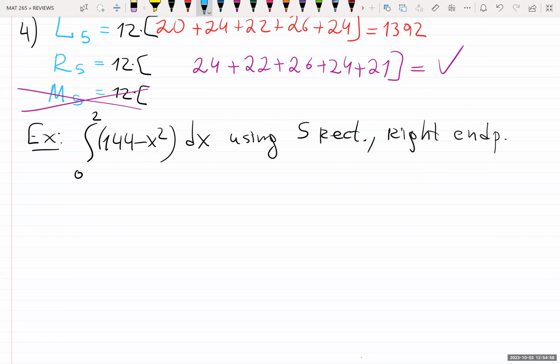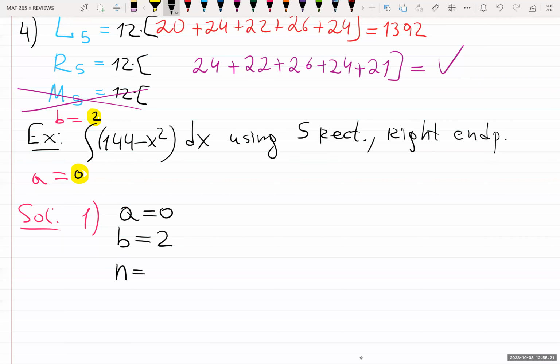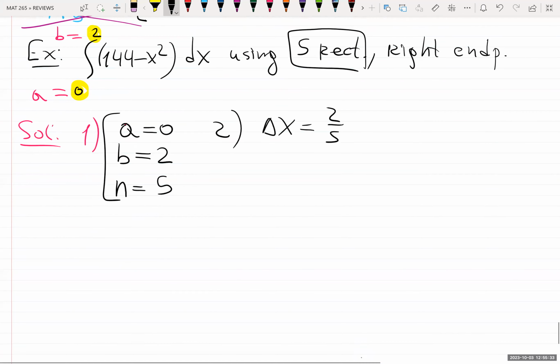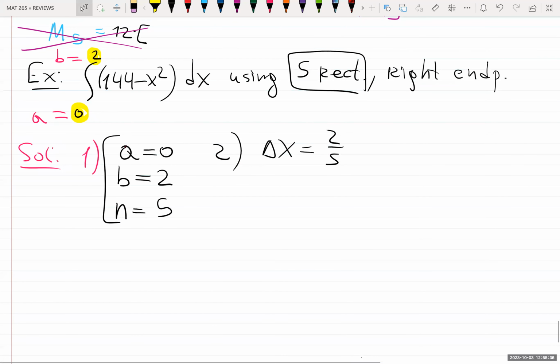You just concentrate, inhale, exhale, and remember I told you, this is your interval. Start writing down things. This is a, this is b. Solution. Step 1: always write down what you have first. a is 0, b is 2. What is n? n is 5. Okay, we know that. Step 2: from there, you proceed to delta x. 2 minus 0 over 5, so 2/5. That's the same example I already gave you, I just want to show it differently.